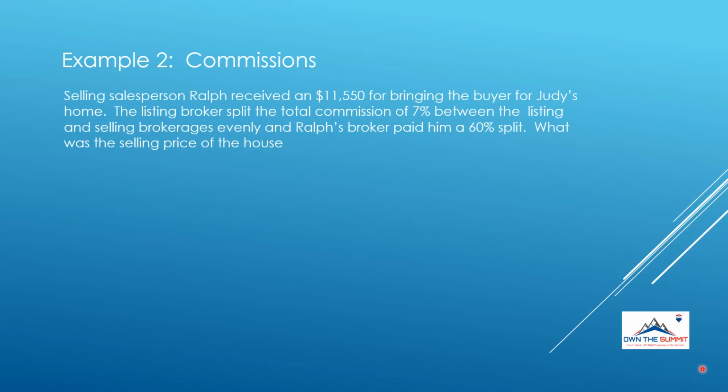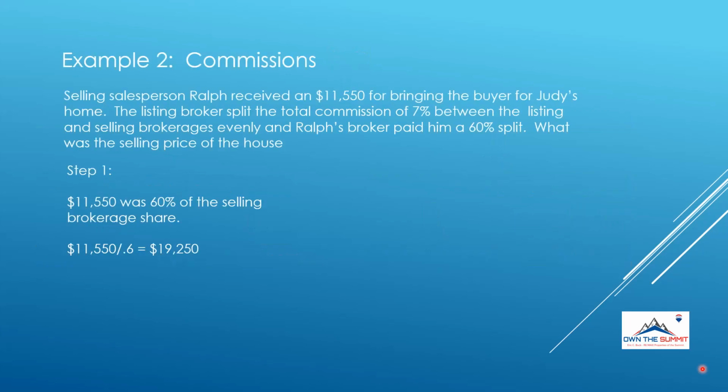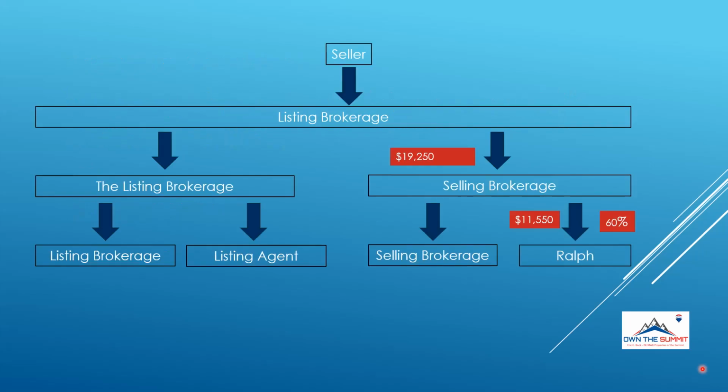So let's go back to our question. We see that Ralph received $11,550, and we know that's 60% of what the selling brokerage got as a whole. So what did the selling brokerage get? Well, 11,550 divided by 0.6 is $19,250. So that's what the selling brokerage got.